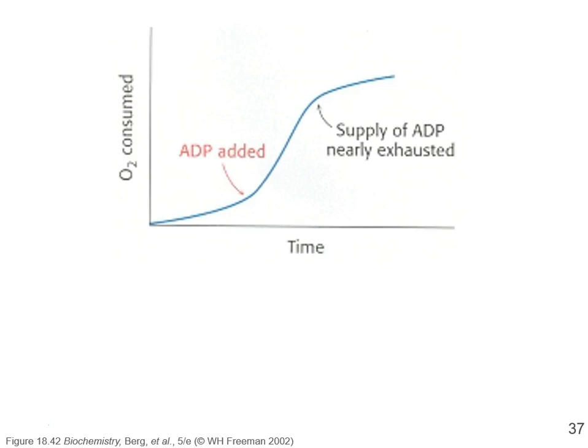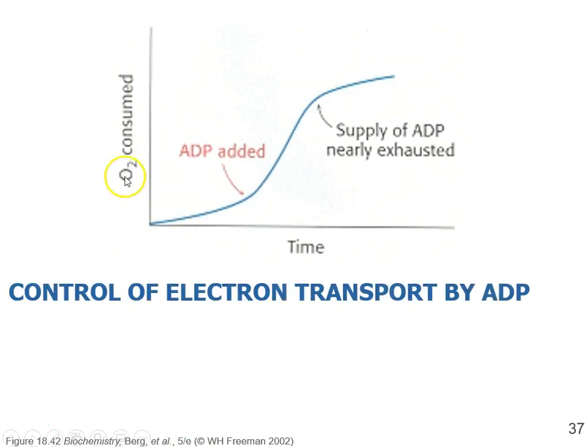So we can go into the lab and do this experiment where we measure electron transport rate by measuring oxygen consumption. This is a really good way to measure the rate of electron transport, because oxygen is the final electron acceptor. So the more oxygen you consume, the greater the rate of electron transport. This slope over time tells us the rate of electron transport. And then if we add ADP, you notice there's a huge change in the slope and a huge increase in oxygen consumed over time. And then as all that ADP is converted to ATP, it levels off again.